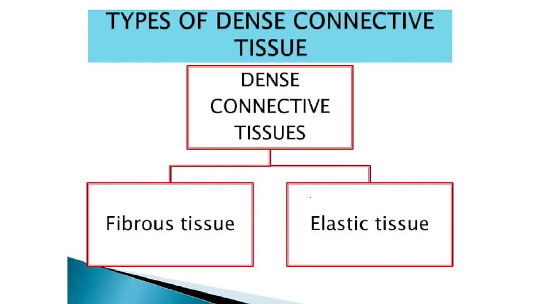Dense connective tissue is mainly divided into two types, that is fibrous tissue and elastic tissue. You will get a 2 mark question from this topic, the difference between fibrous tissue and elastic tissue, or MCQs like examples for elastic tissue or fibrous tissue, or 10-mark essay questions like what is tissue, the definition of tissue, and the classification of tissue. 5-mark questions also you may get.